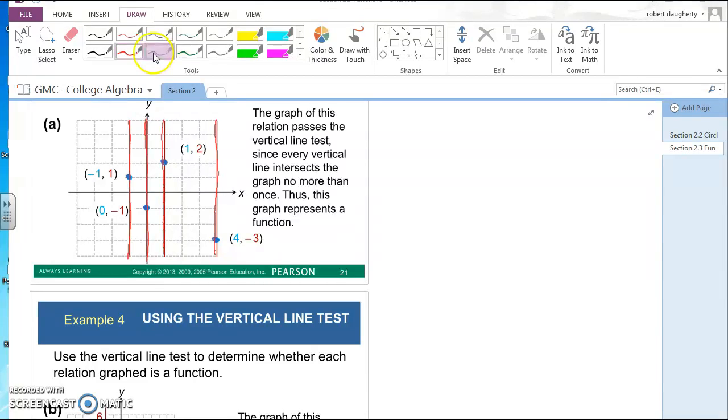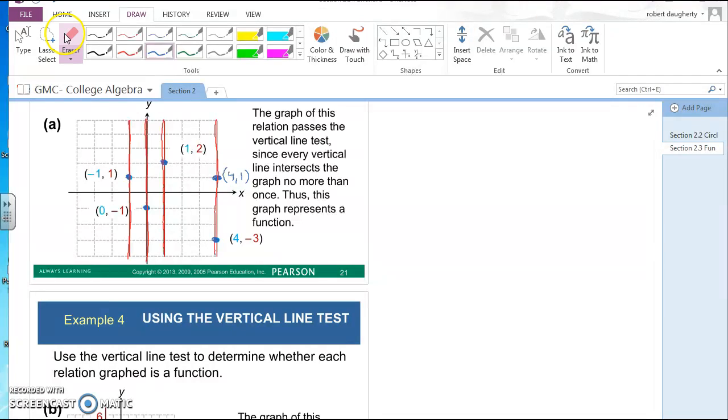So what would happen if it hit two places? If I hit this scenario, this would mean 4, negative 3, and 4, 1 on the graph. It means repeated x values.